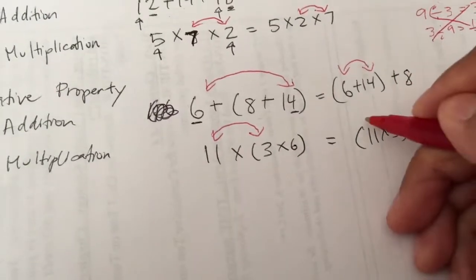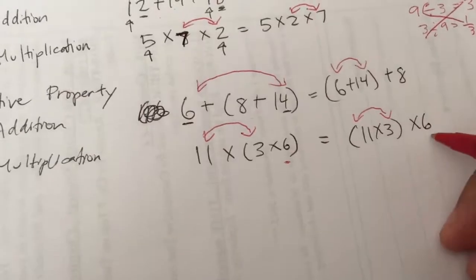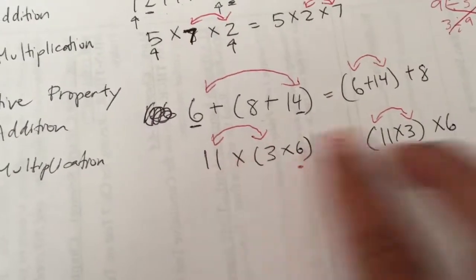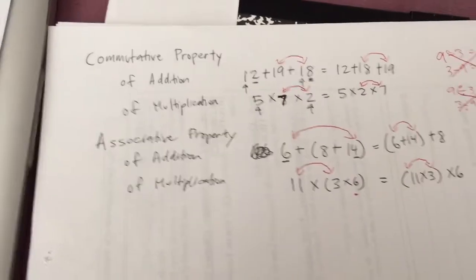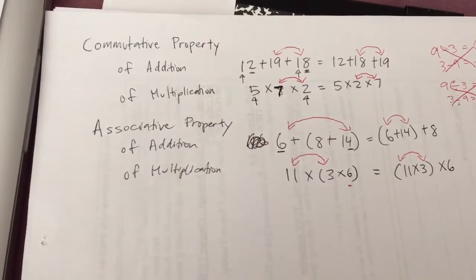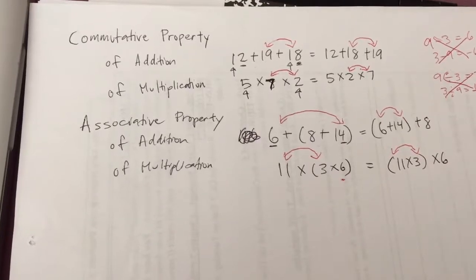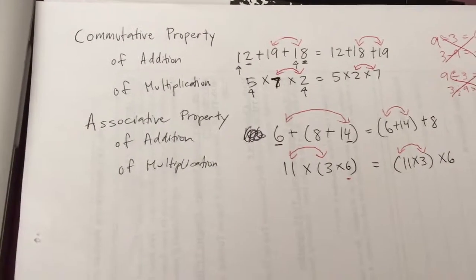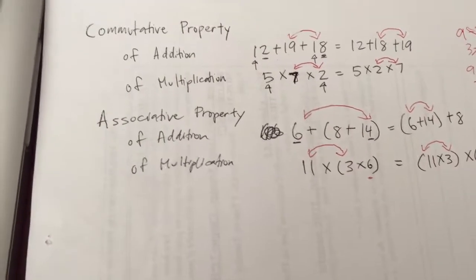So instead of doing 3 times 6 is 18, and then multiplying by 11, we could do 11 times 3 is 33, then multiply by the 6. So, commutative property of addition and of multiplication is similar to the associative property. The only difference between the two is the fact that one is regrouping, while the other one is just switching the numbers. All right, we're halfway there.